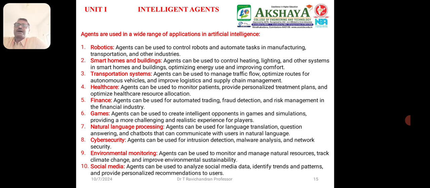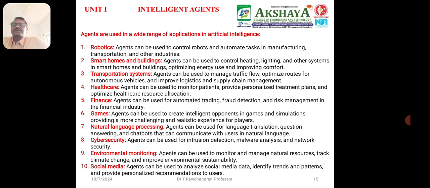Second, smart home and building applications. The agent can be used to control the heating, lighting and other systems of a smart home or building, optimizing energy use to improve comfort. Nowadays this industry is famous and developing. Many sensors are built in, giving the right inputs, and we use the Internet of Things to control smart home applications.